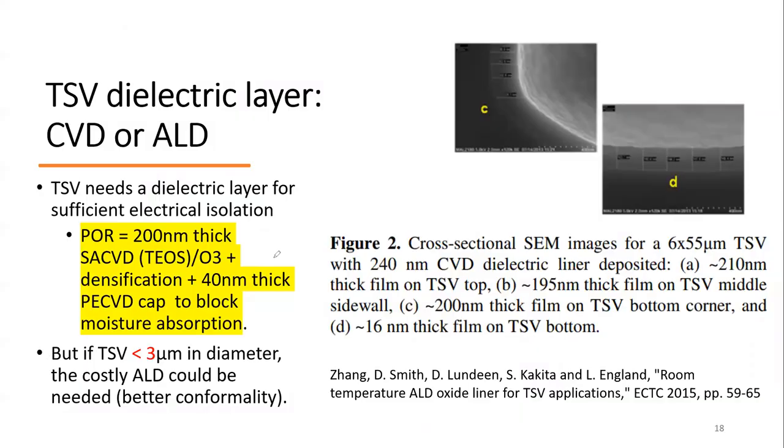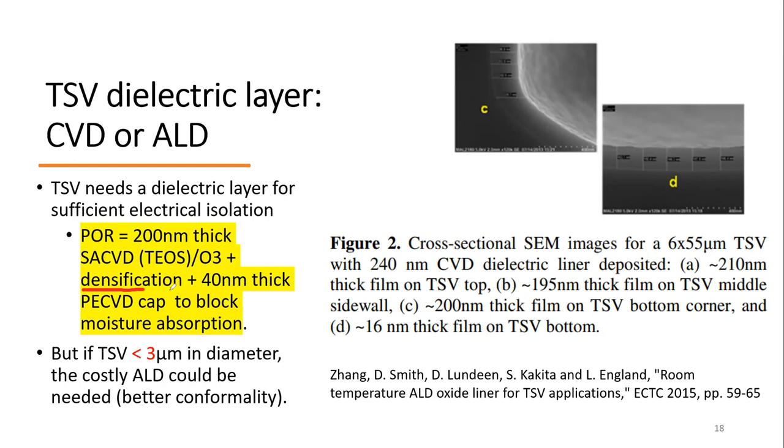If you look at one process recipe from GlobalFoundries, the recipe for the TSV dielectric isolation layer is 200 nanometer thick sub-atmospheric CVD. This is a very high pressure CVD, very fast, but the quality is not that good. When you form a material by CVD, it is not dense enough, meaning it is highly porous and its density is low, so it cannot protect against other elements going through and attacking the silicon, which you're trying to protect.